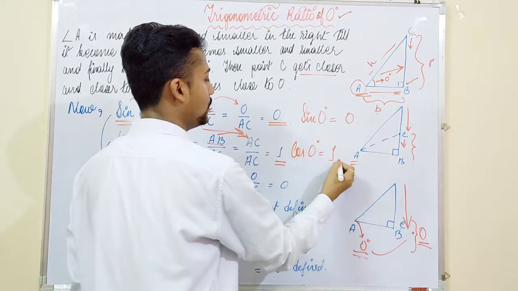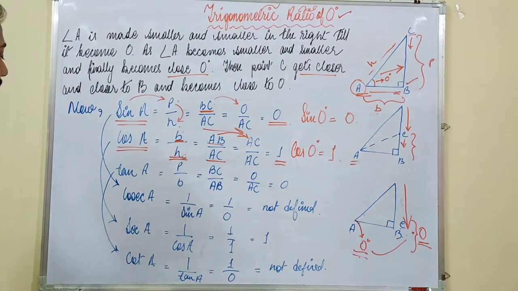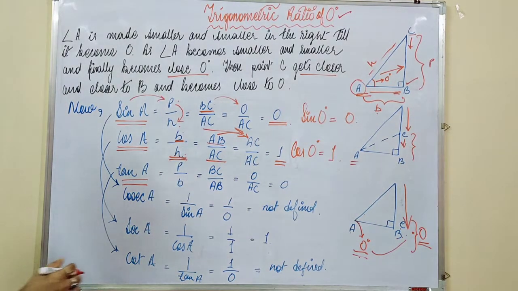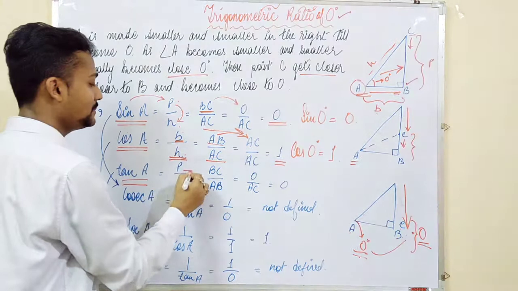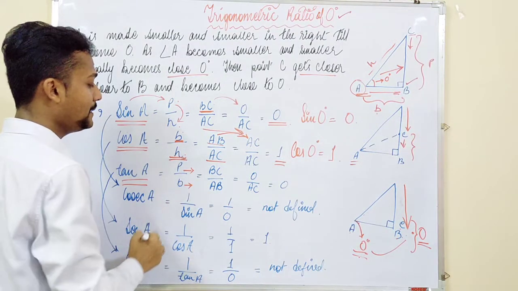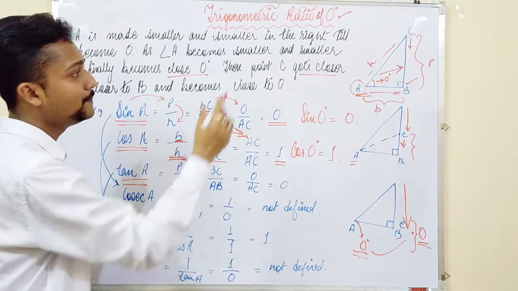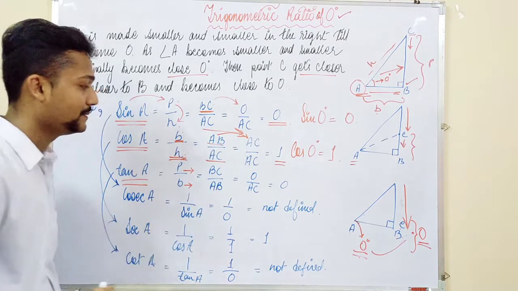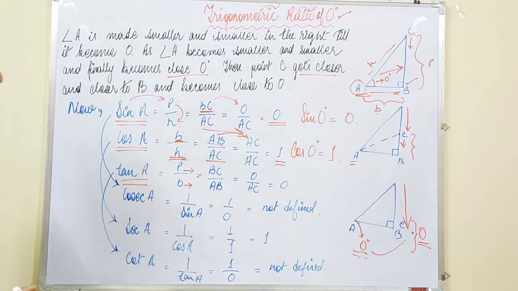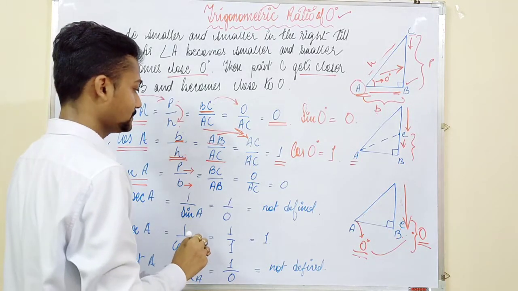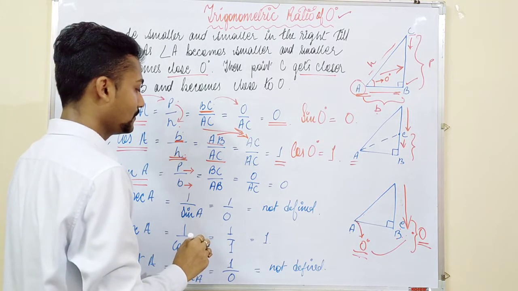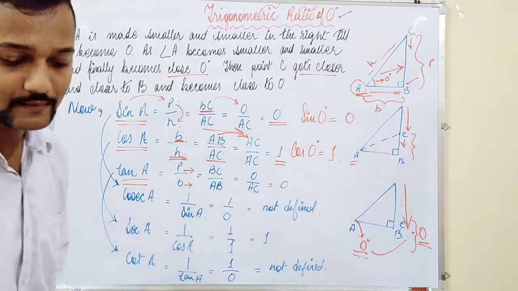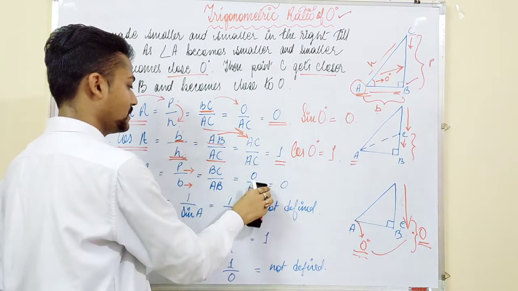is equal to 1. Okay, tan A is P by B. What is P? P is equal to BC, B is equal to AB. BC by AB, isn't it? BC by AB is equal to AB. Here I have written something wrong. I would like to correct it.